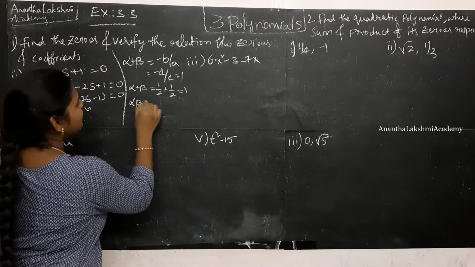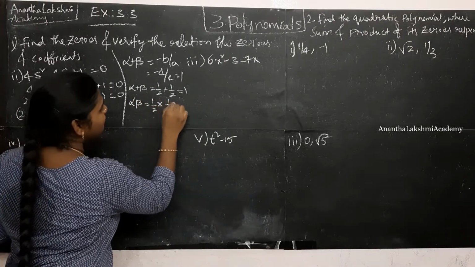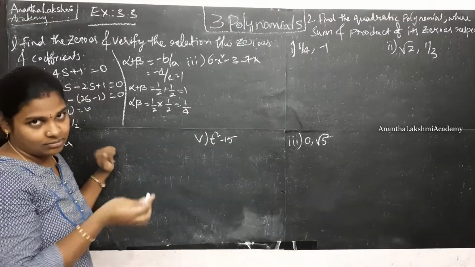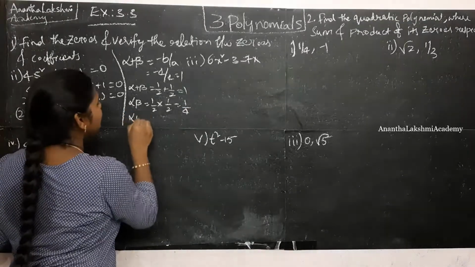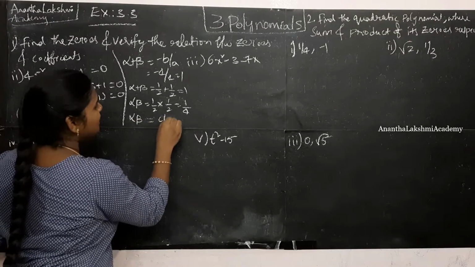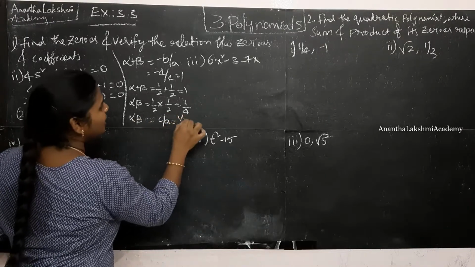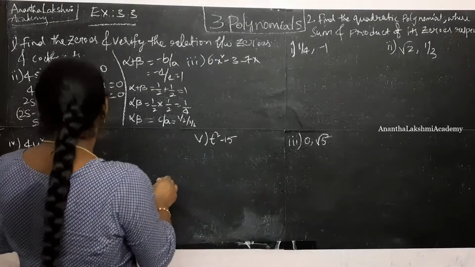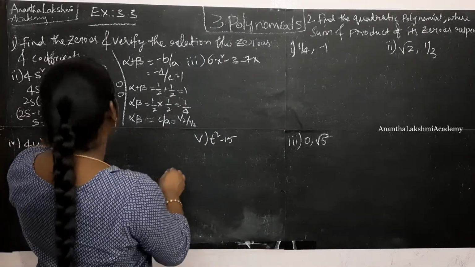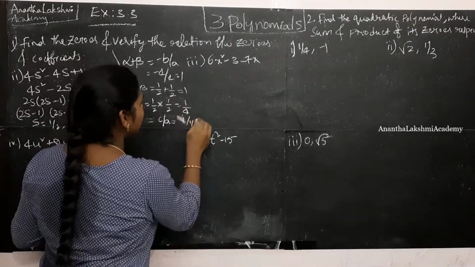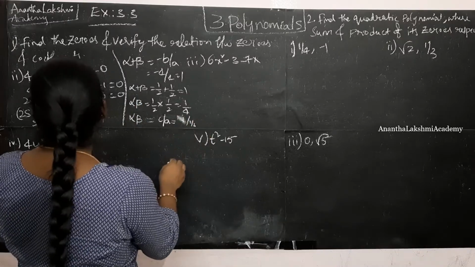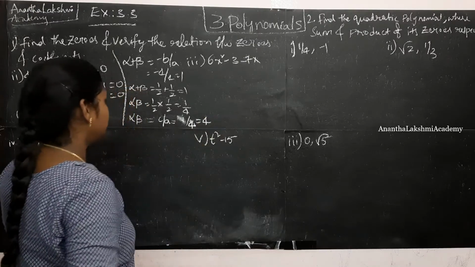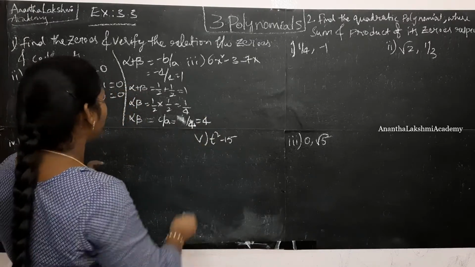Then, alpha beta is equal to 1 by 2 multiplied with 1 by 2, which is 1 by 4. But as per the concept that we have learnt, alpha beta is equal to c by a. Alright, c by a, c is 1 and a is 4, which is nothing but 1 by 4.